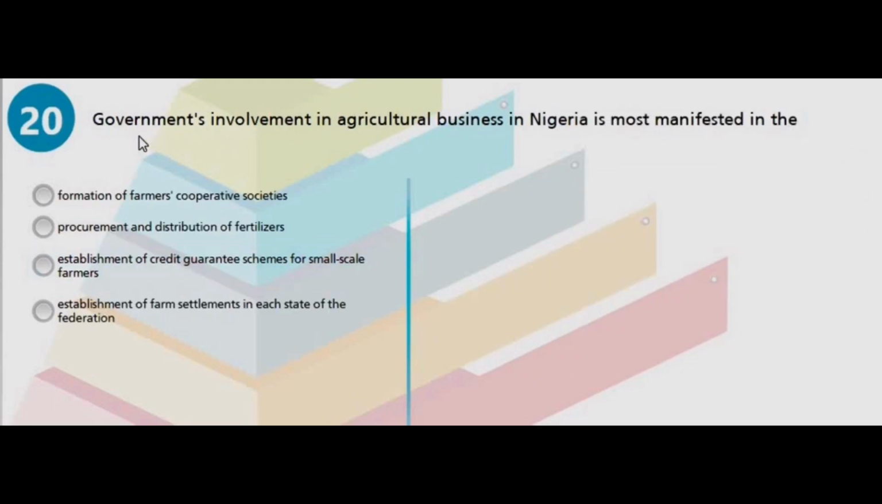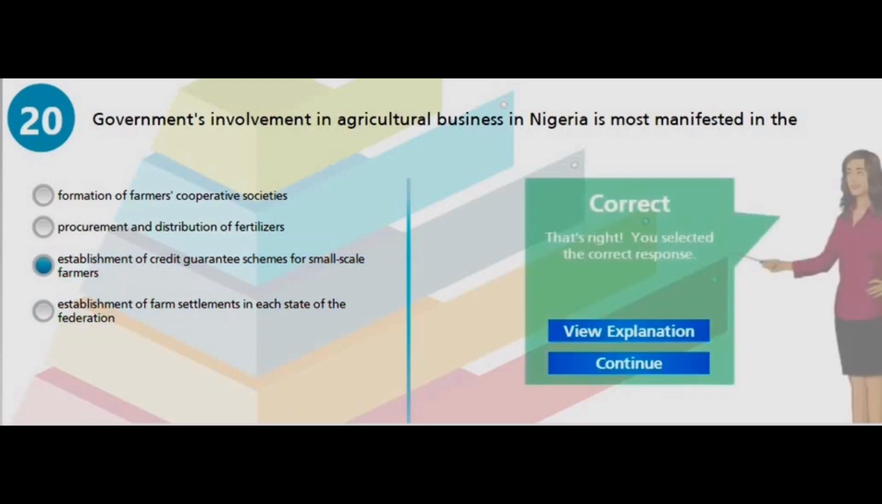Question 20. Government involvement in agricultural business in Nigeria is most manifested in the A, formation of farmers' cooperative societies, B, procurement and distribution of fertilizers, C, establishment of credit guarantee schemes for small-scale farmers, D, establishment of farm settlements in each state of the Federation. The right answer is establishment of credit guarantee schemes for small-scale farmers. Take note of that. That is the right answer.